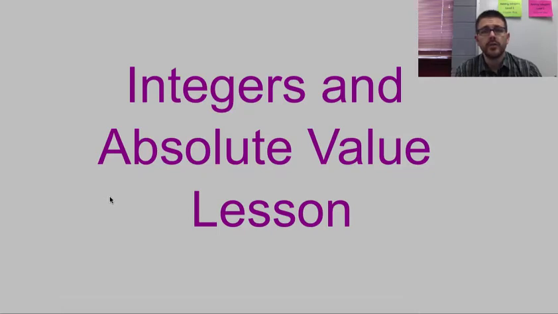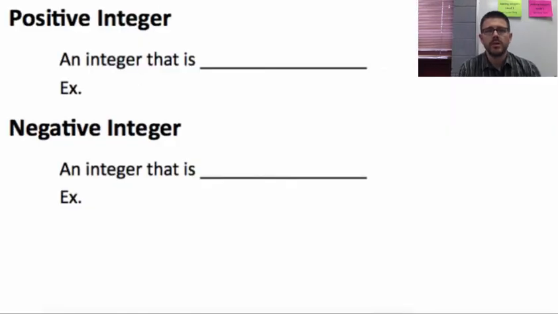All right, this is our first one on integers and absolute value. This should be a review of kind of what we did in 6th grade. So some vocabulary to begin with. First we have positive and negative integers.